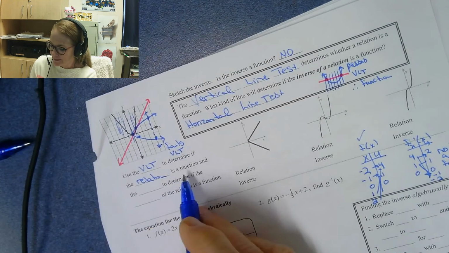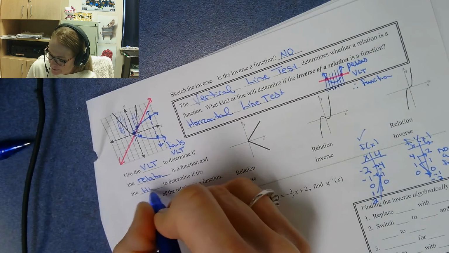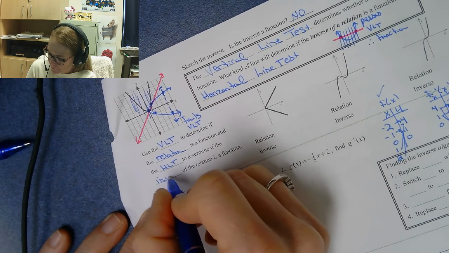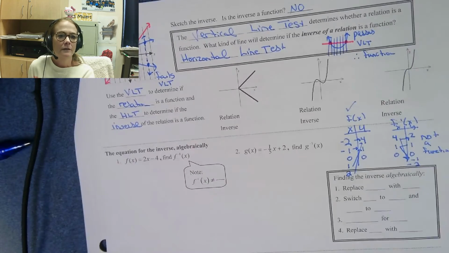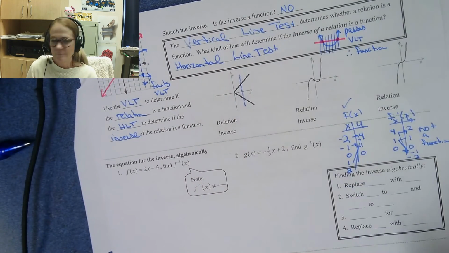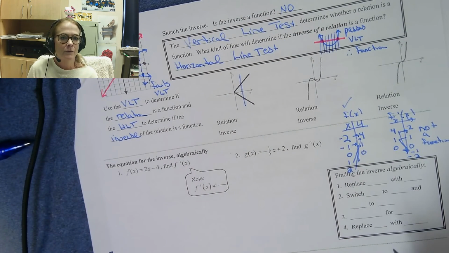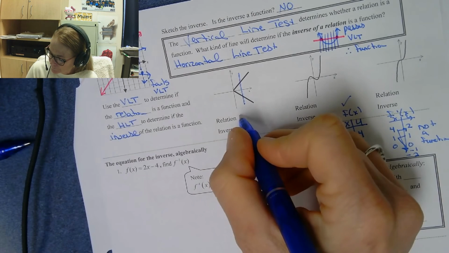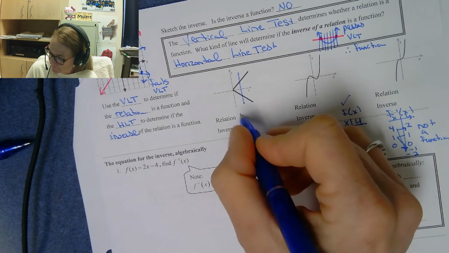So you use the VLT to determine if the relation is a function, and the HLT to determine if the inverse is going to be a function. Okay? So there's the vertical line test. So the original fails. So it is not a function.